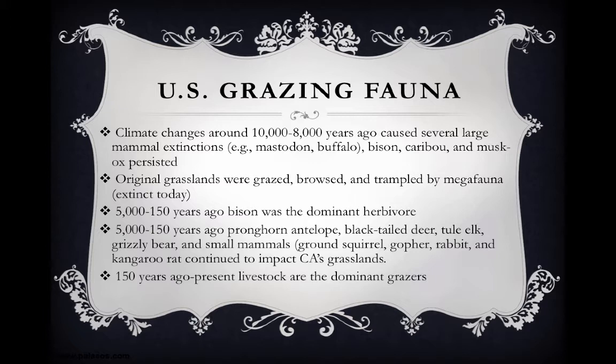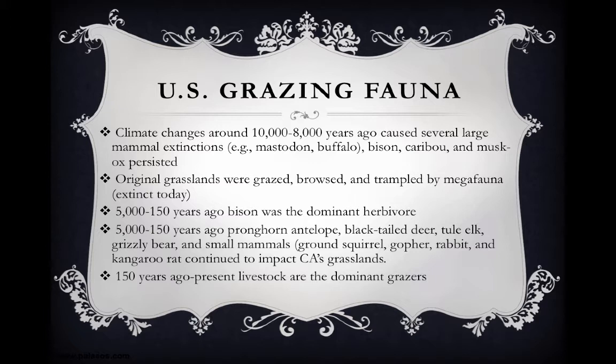So around also in this time frame, we also saw other species become predominant in the U.S. So those are going to be our pronghorn antelope, black-tailed deer, some of the tule elk, grizzly bears, and other small mammals such as squirrels, gophers, rabbits, and kangaroo rats. And all of these fauna together have made massive impacts to California grasslands, and those are both good and bad. And we're still addressing some of those impacts today, and in some cases, we're trying to preserve them.